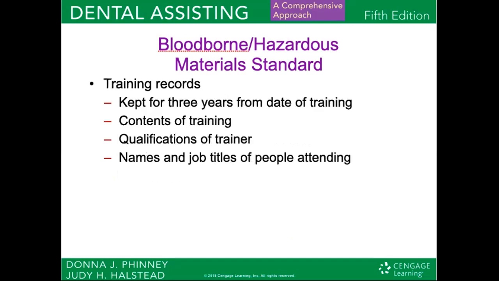Employers are required to keep records of the training their employees attend. These records are maintained for a period of 3 years. The training level of the trainer, the contents of the training, and the names of the persons attending the training are all to be recorded.